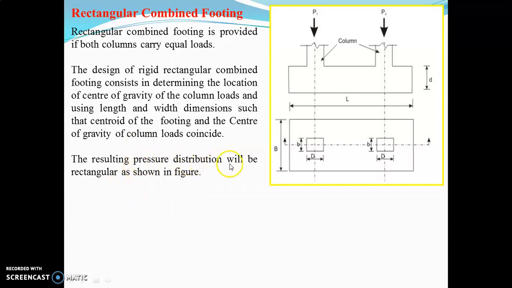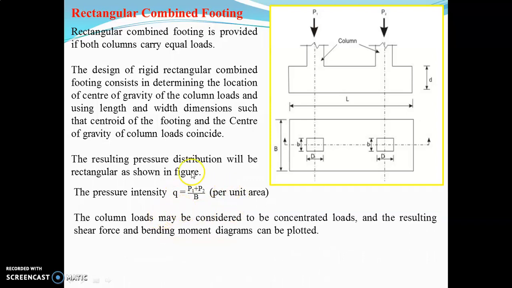Here the resulting pressure distribution will be rectangular as shown in the figure. You can see here this is the pressure distribution for the rectangular combined footing. Okay, so how can you calculate the intensity of the pressure? q is equal to (P1 plus P2) divided by B. P1 is the load acting on column 1 and P2 is the load acting on column 2, and B is the width of the foundation. So the pressure intensity can be calculated using this formula.